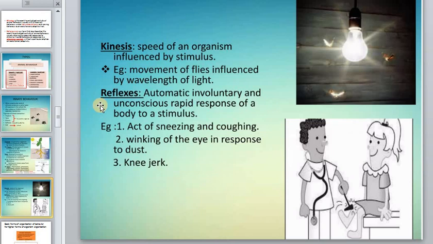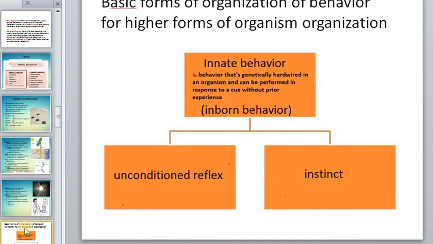A reflex is an automatic, involuntary, and unconditioned repeat response of the body to a stimulus. For example, you all know the knee-jerk reflex. It is the basic form of organization of behavior for higher forms of organisms.